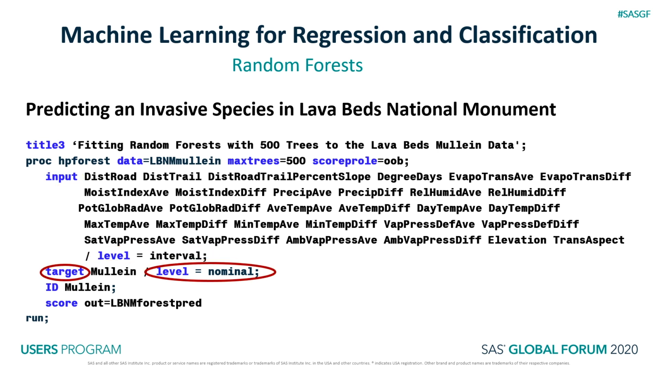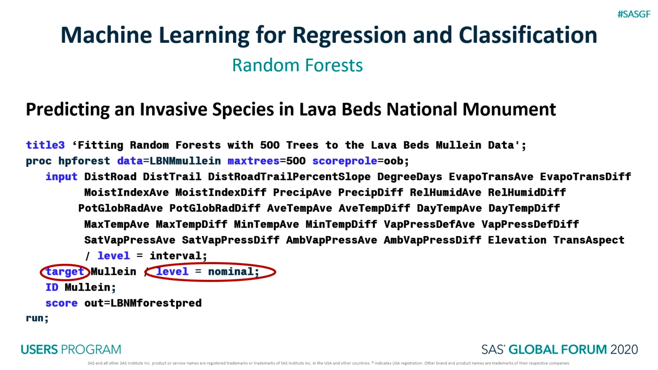The way that you specify the response variable in proc HPFOREST is using the target statement. So the presence or absence of mullein, coded as 1 and 0, is the response variable. And I want proc HPFOREST to understand that this is a classification, not a regression, and so I need to specify level equal to nominal. Finally, score out equal to is giving a name to the output data set, which contains the scored values for all the different observations.